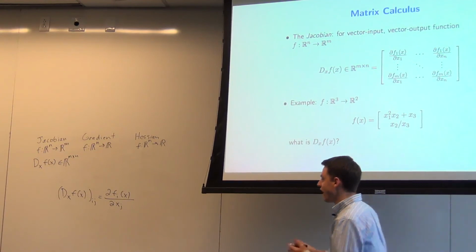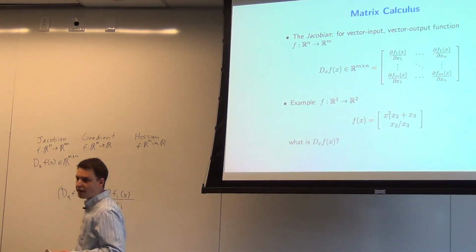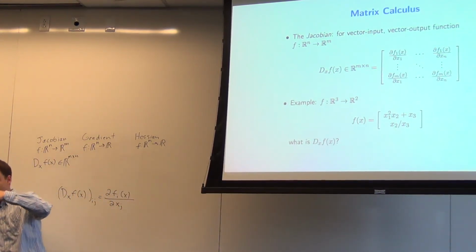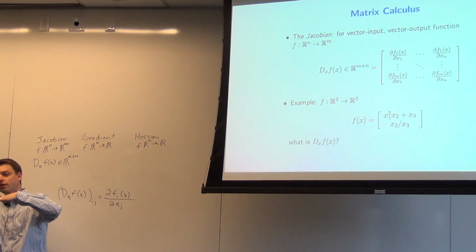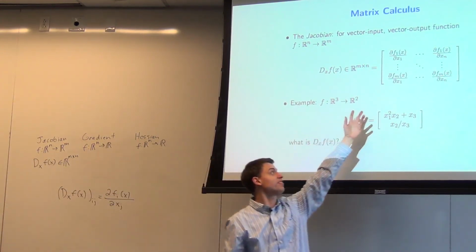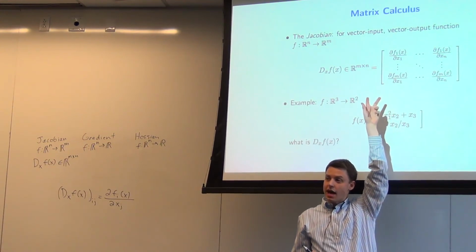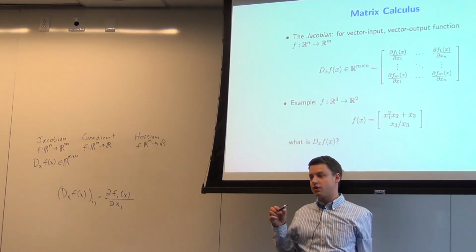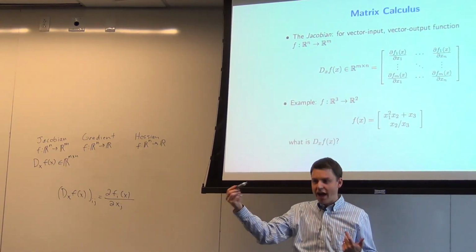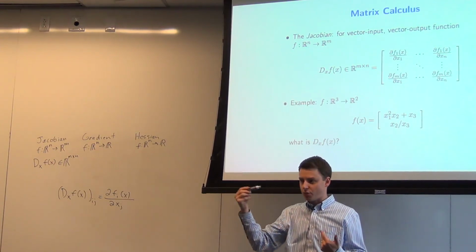So for example, if x is a scalar and it outputs an m-dimensional vector, then the Jacobian will be the same size as that output, and it will just be the derivative with respect to the input x of each of the different outputs.